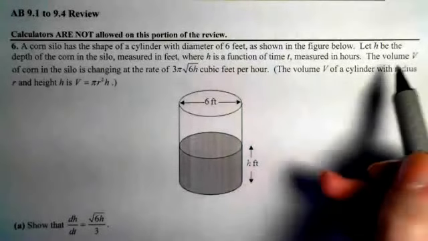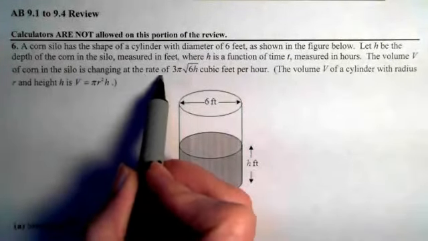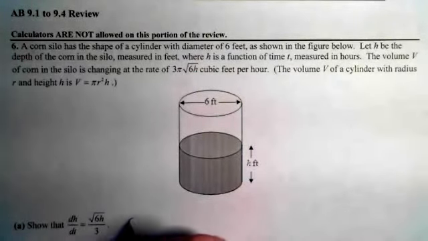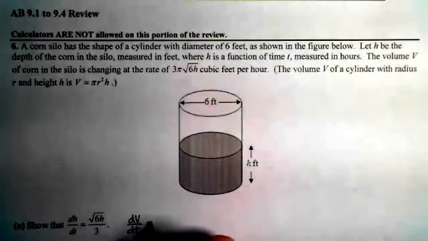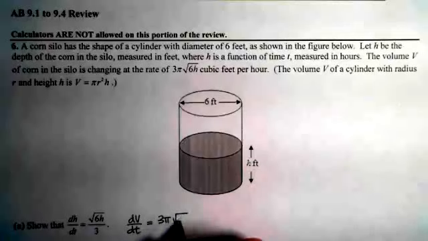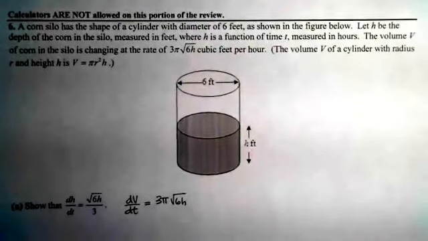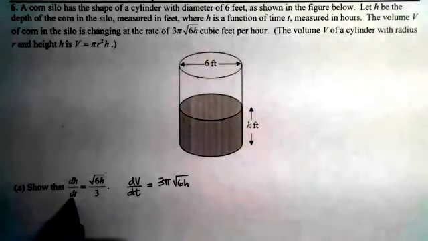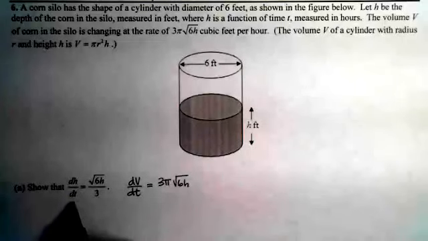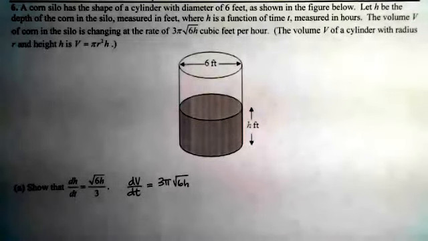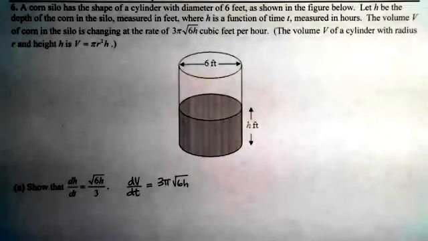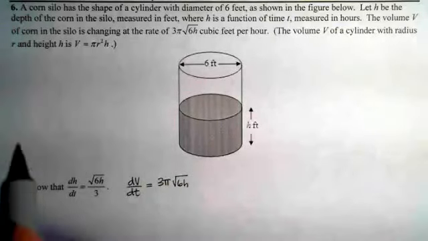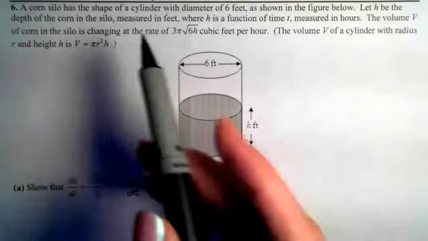So what I see in here is the volume V is changing at a rate of. So I just told you in this sentence that dV/dt is equal to 3 pi times root 6h. And if we look at what they're asking us for, they want us to show what the rate of change is for the height. So the only way we're going to get here is if we can somehow relate the dH/dt to a dV/dt. So here's a dV/dt. It doesn't have a dH/dt involved, but up here I was told the relationship between V and H.